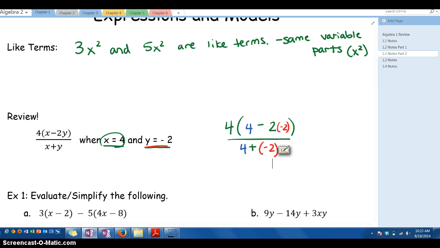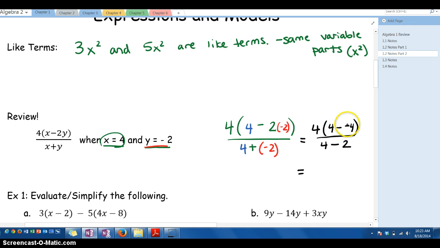Looking at this, let's change our color really quick. We have parentheses must go first. Inside the parentheses, we have subtraction and multiplication, so we're going to multiply. Minus 2 times negative 2 is negative 4, all over 4, I'm just going to do plus minus, so minus 2. Whenever there's a plus or a minus, you could just replace it with a subtraction sign.